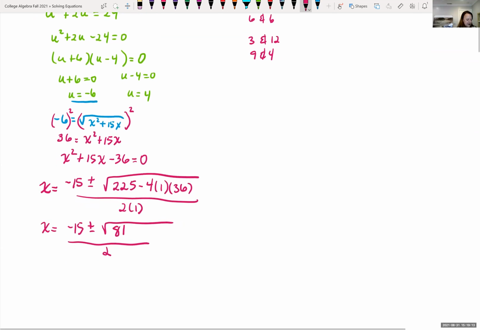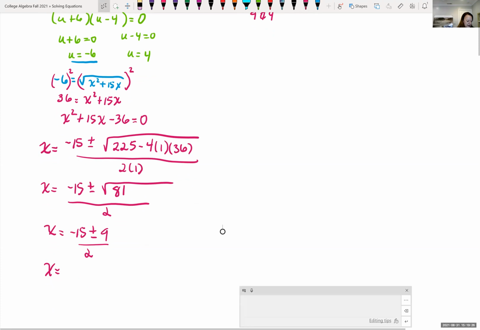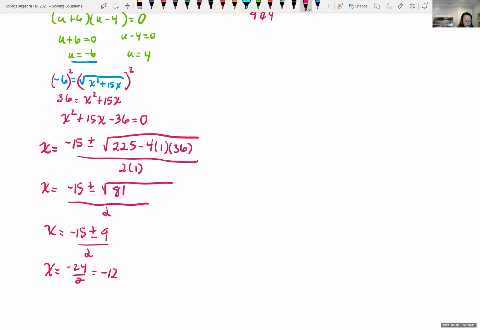So now we have x is equal to -15 plus or minus the square root of 81, which is 9, all over 2. So -15 minus 9, that's -24 all over 2, which is -12. Or x equals -15 plus 9 all over 2. So that is -15 plus 9 is -6. So -6 over 2 is -3. There we go.